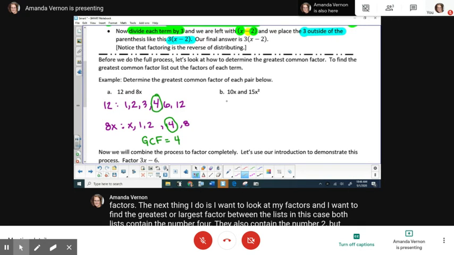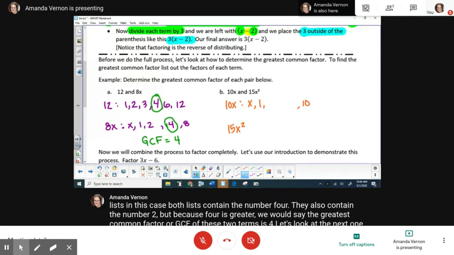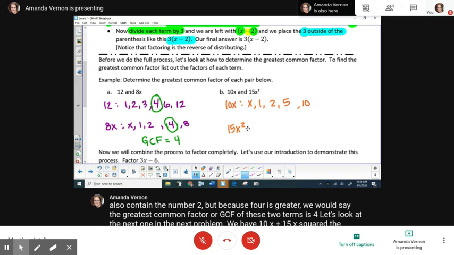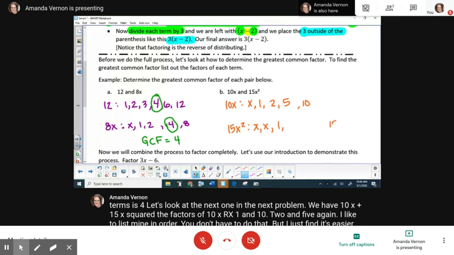In the next problem, we have 10x and 15x squared. The factors of 10x are x, 1 and 10, 2 and 5. Again, I like to list mine in order. You don't have to do that, but I just find it's easier. Factors of 15x squared are, because it's x squared, x listed twice. And then factors of 15 are 1 and 15, 3 and 5.